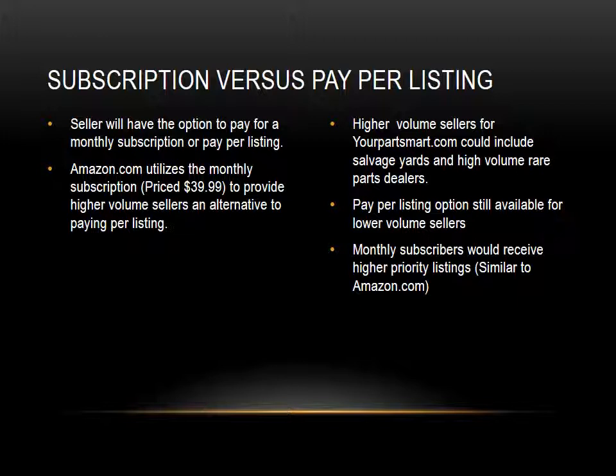Now, back to subscriptions. The seller will have the option to either pay for a monthly subscription or pay per listing. The prices that I found on Amazon, which seemed more tailored for that market, were $39.99 a month for a monthly unlimited subscription that allowed a seller to list an unlimited amount of parts, and the price per listing would be 99 cents. The monthly subscription is only going to be viable for the higher volume sellers, and your low volume sellers are probably going to want to pay per part.